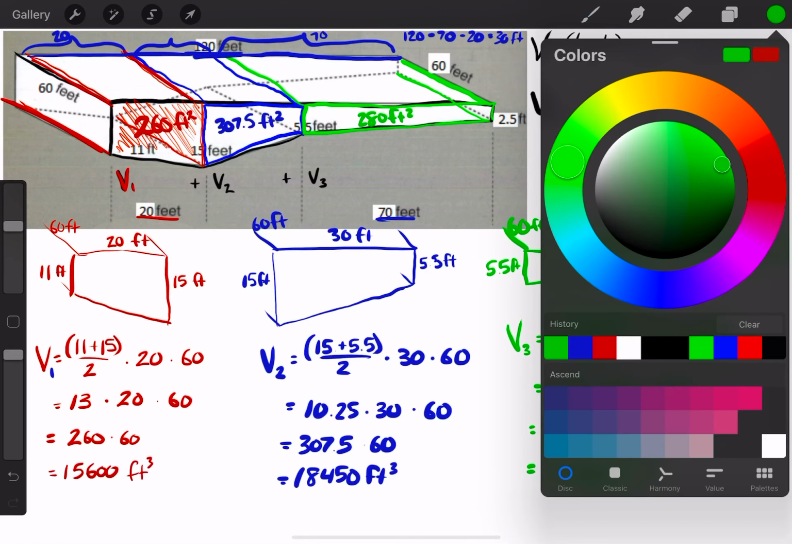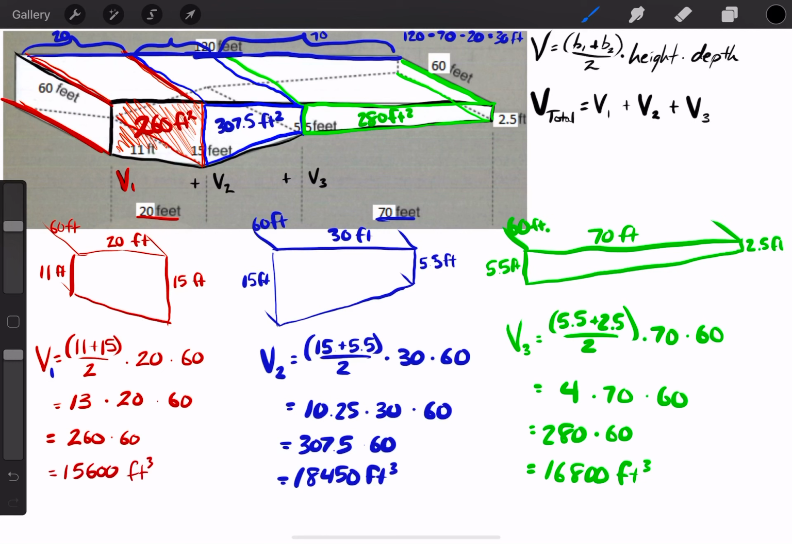So the total in the end is 15,600 plus 18,450 plus 16,800, which is 50,850 cubic feet.